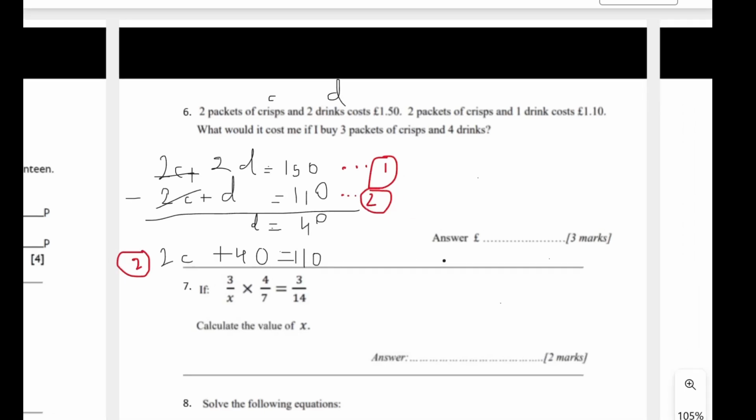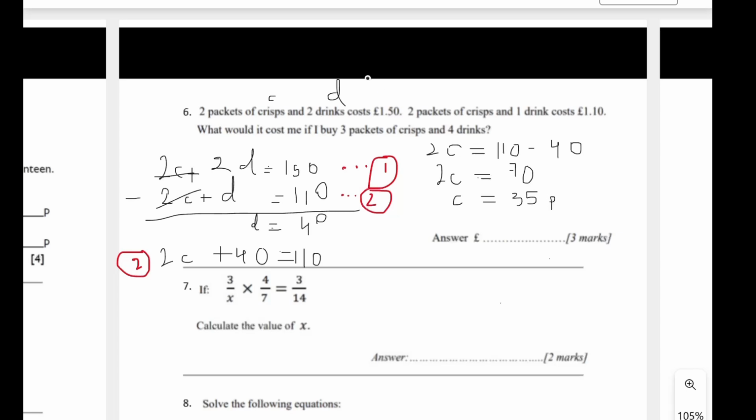Now just carrying on over here, if we know that 2C plus 40 is equal to 110, let's rewrite this equation out. 2C is equal to, we're going to subtract 40 from both sides. Therefore, we get 2C is equal to 70. Therefore, C, divide both sides by 2, we get 35p. But we are not done.